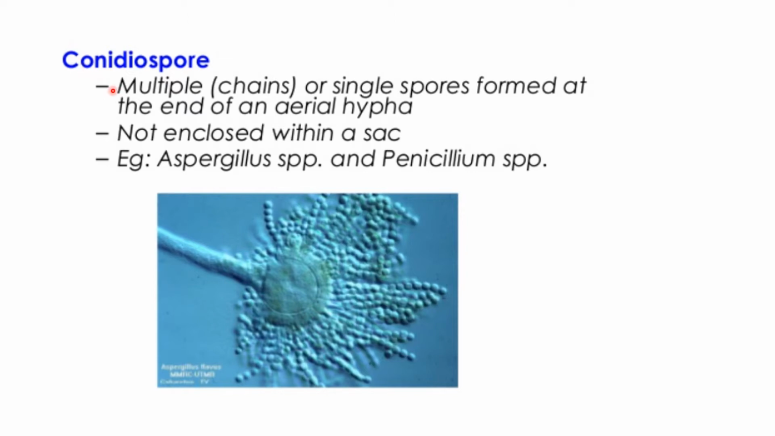It's a multiple or single spores formed at the end of the aerial hypha. Sometimes we call it conidia or conidiospore. And the one that makes the conidiospore, or the one that produces conidia, we have conidiophores. And so take note, conidiospore is not enclosed with a sac. And of course, examples, we have Aspergillus and Penicillium.